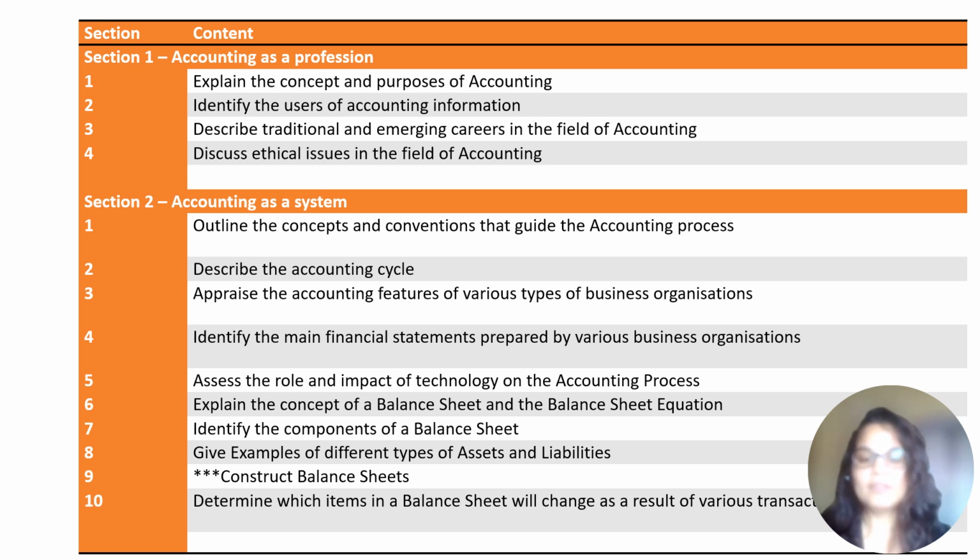So in section 1, accounting as a profession, there are no asterisks. So your knowledge is very important, of the terms and concepts and whatever they use. Section 2, accounting as a system, there are asterisks on objective 9, construct a balance sheet. So what the examiner is saying is that in the exam, in paper 2, you will have practical questions that may require you to be able to construct a balance sheet.